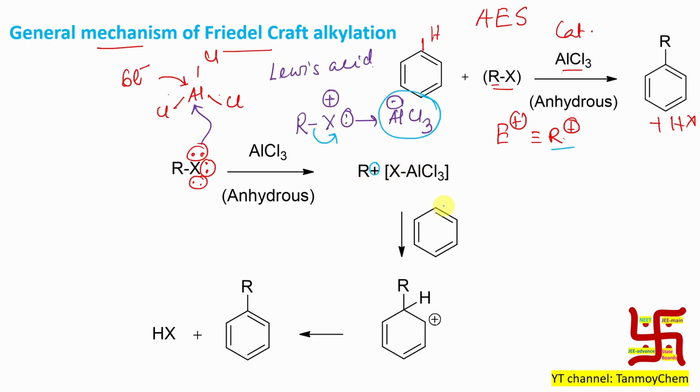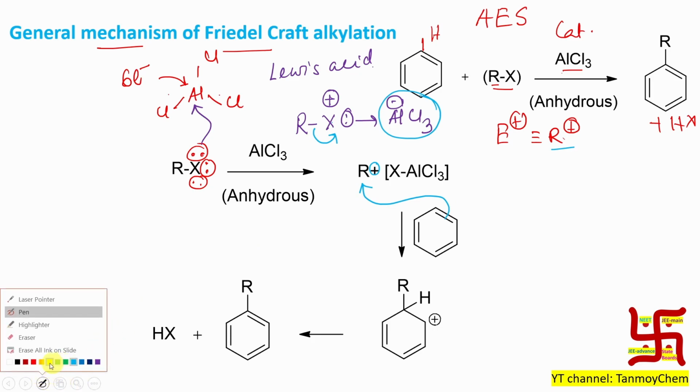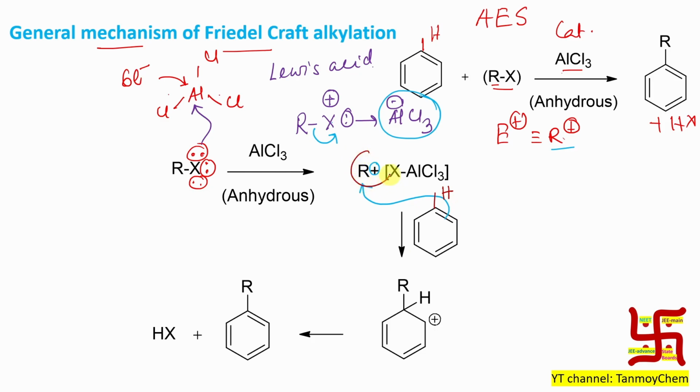Now this R plus obviously reacts with this benzene, meaning the pi electron cloud of benzene attacks this electron-deficient alkyl cation and results in this sigma complex where R and this hydrogen are present. By the way, previously there was a hydrogen here, and since this benzene attacked this positive charge, the neutral benzene plus cationic species R gives overall a positively charged species.